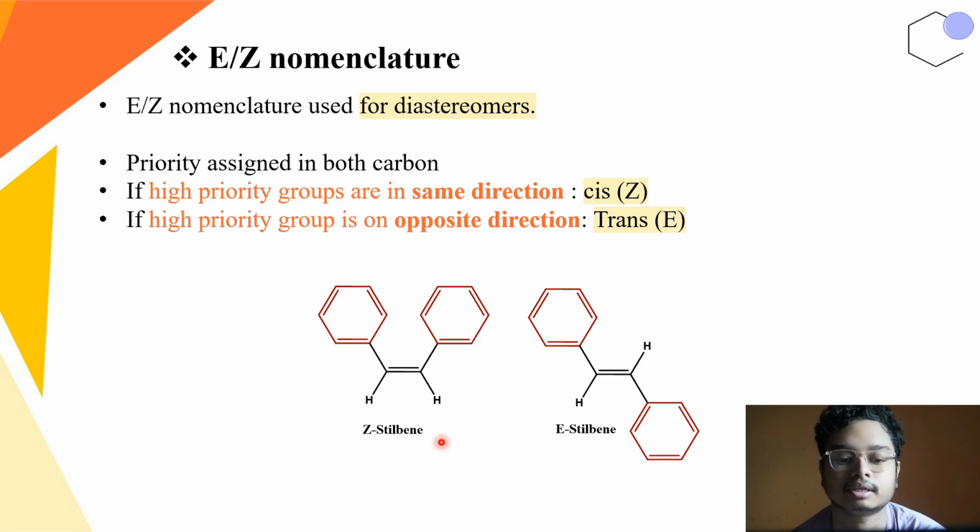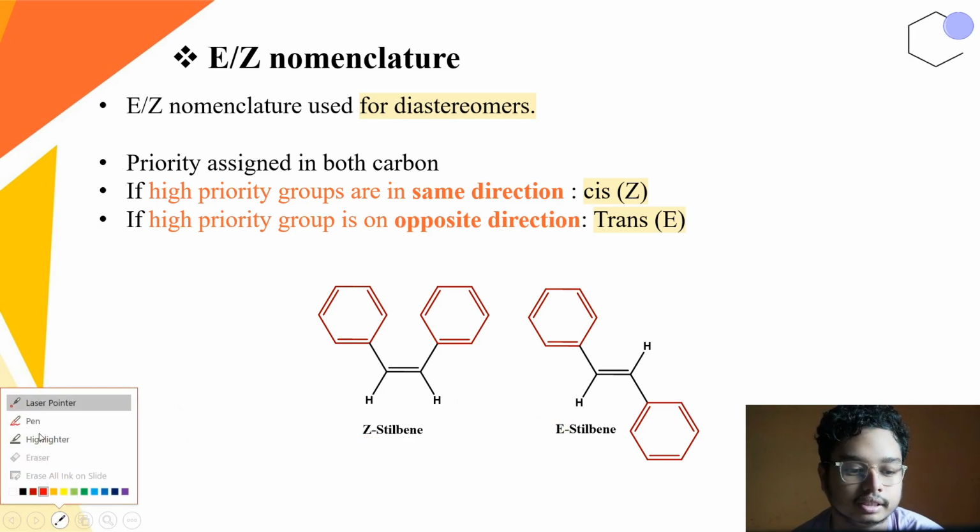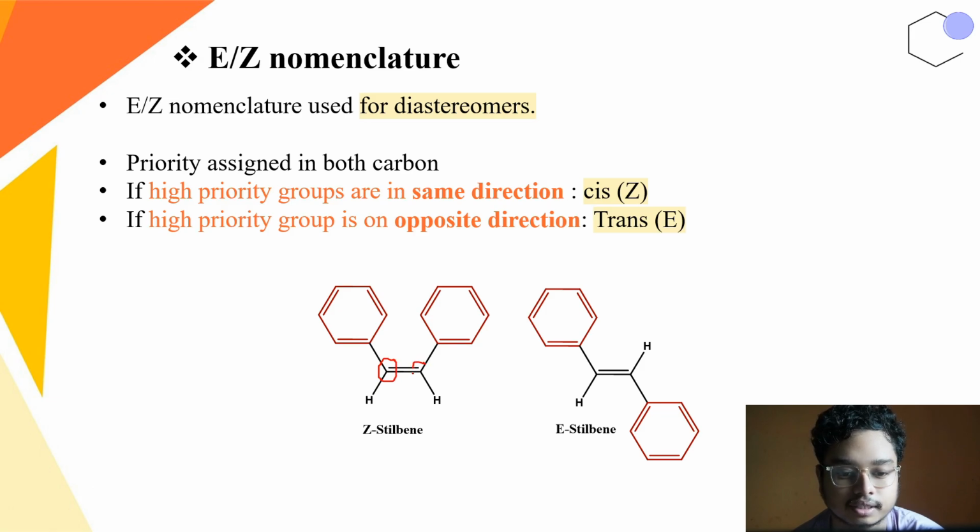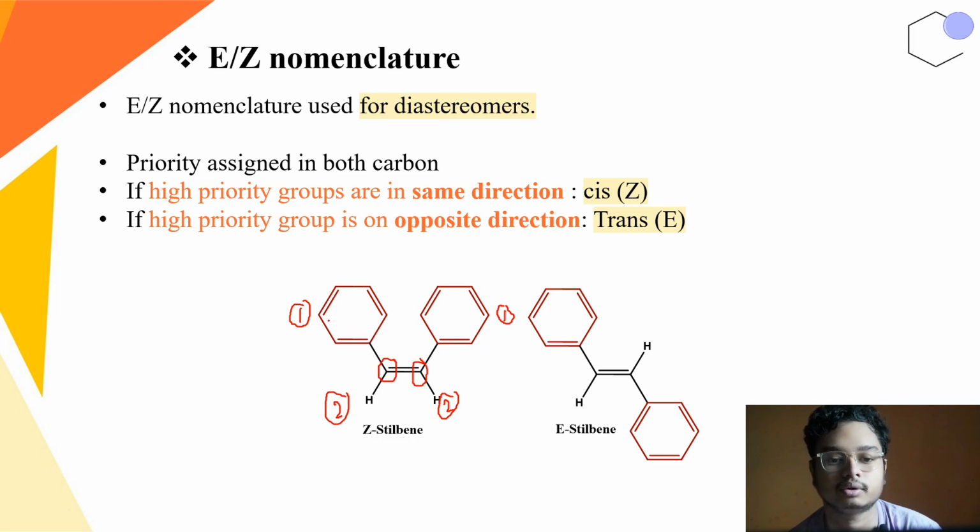Just take a simple example of stilbene here. We are talking about the individual carbon centers first. For this particular carbon center, between these two groups, the phenyl group has the highest priority. In the other carbon center, obviously the phenyl group gets the highest priority over the hydrogen. Now here you can find that the two highest priority groups are in the same direction.